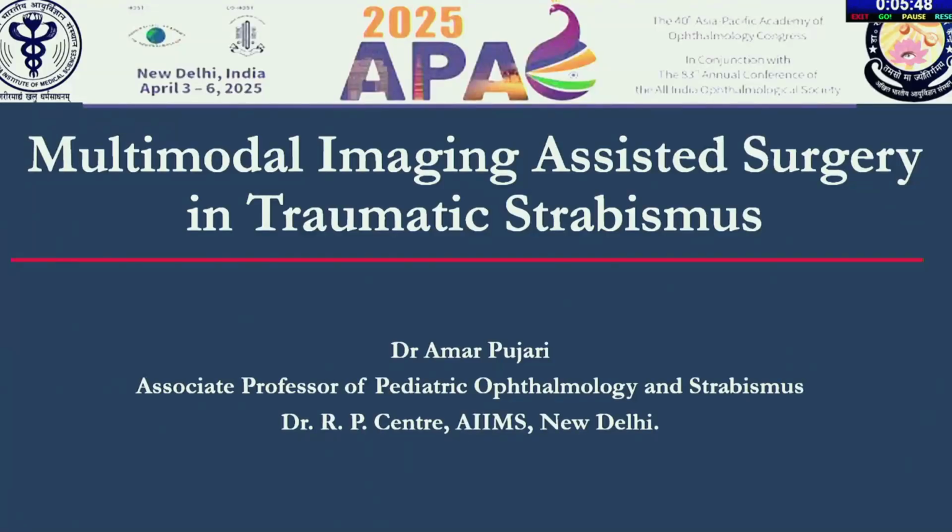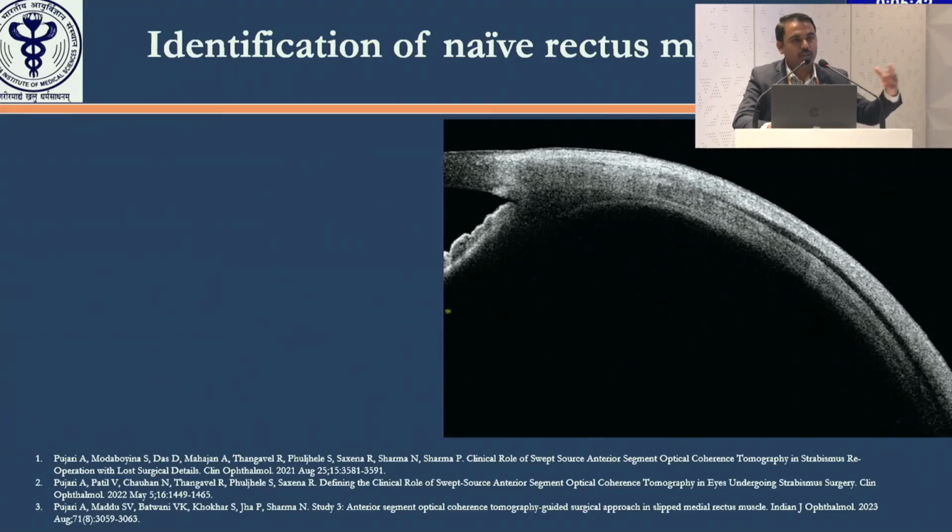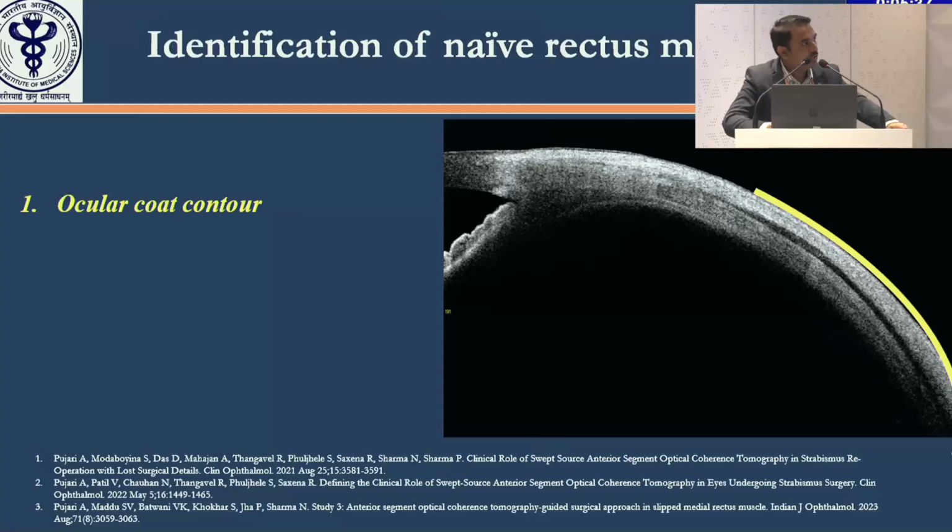So I'll be talking on multimodal imaging, that is combining 2 or 3 imaging modalities, that is AS-OCT plus along with CT scan or MRI when you have traumatic strabismus. So before introducing how we can use these modalities in combination, I want to say something about how to identify the rectus muscles using AS-OCT, which is an evolving topic. These are my publications you can see.